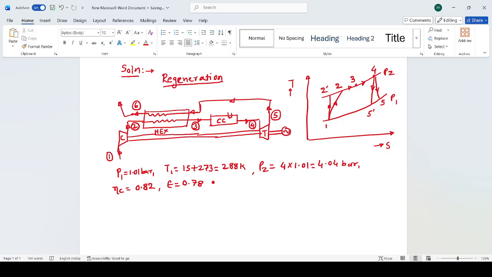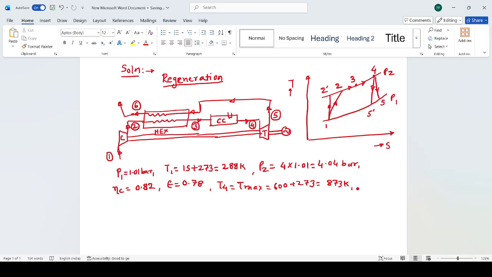Then what data is further mentioned to us? The maximum temperature after the constant pressure combustion. The maximum temperature in the cycle is nothing but the temperature at point 4, so T4 is nothing but T max. The process 3-4 is the constant pressure heat addition in the combustion chamber. That is given as 600 degrees Celsius, so 600 plus 273, the temperature will then be 873 Kelvin.